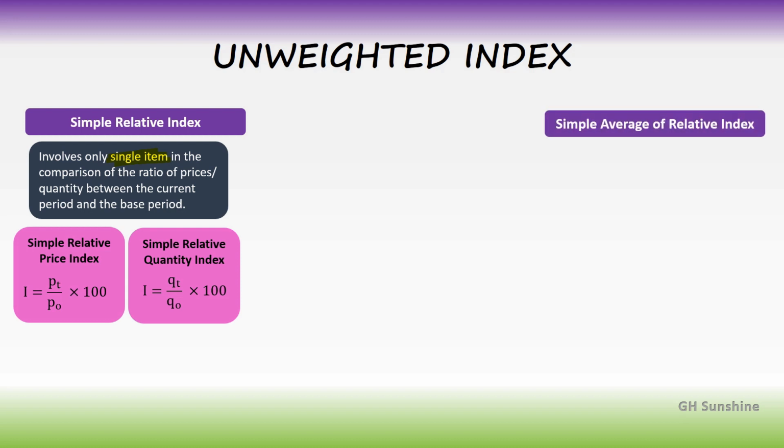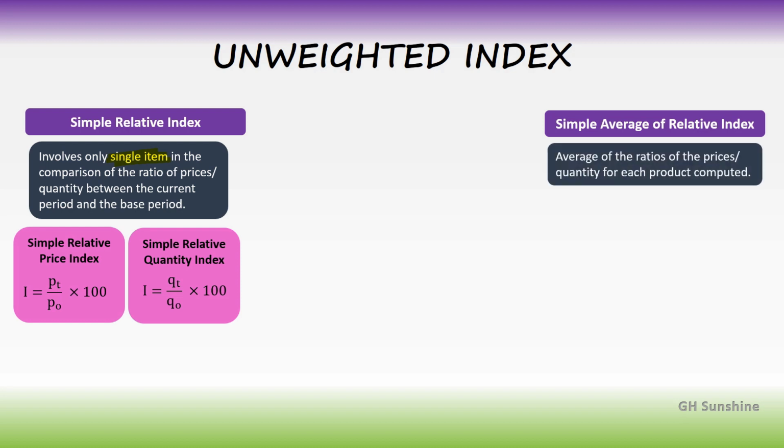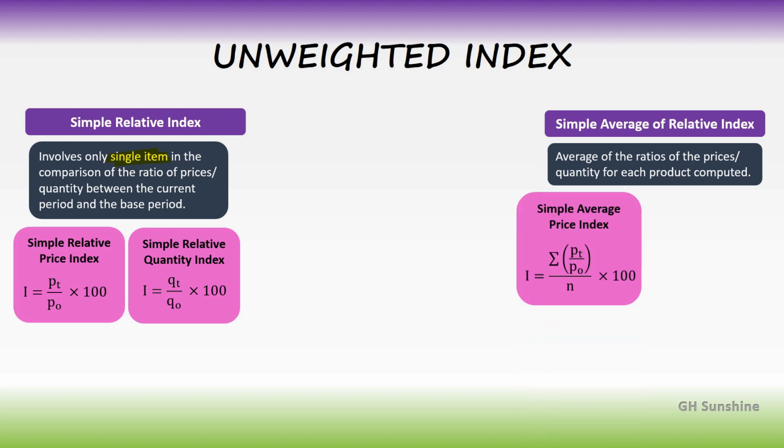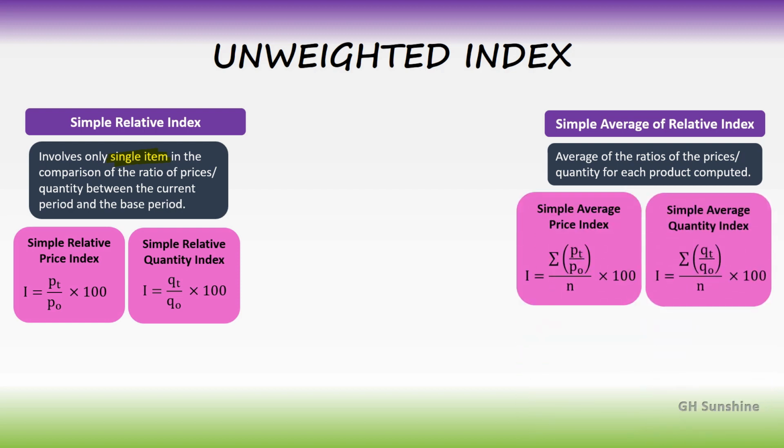Second unweighted index is simple average of relative index. So now we move on to calculate average of relative index. This one is based on average of the ratio of the price or quantity for each product computed. Means after you calculate simple relative index, you may use the value obtained to calculate simple average of relative index. So look at this formula for price and second one is for quantity index.